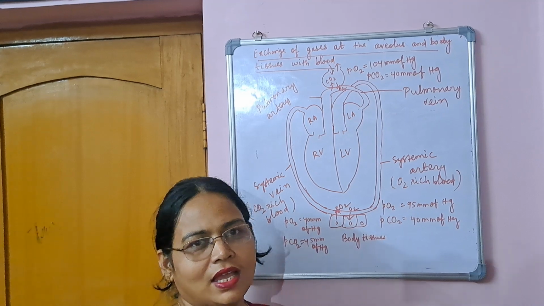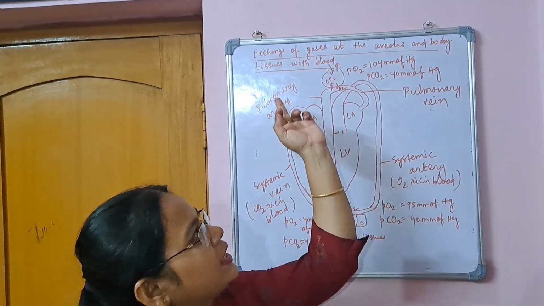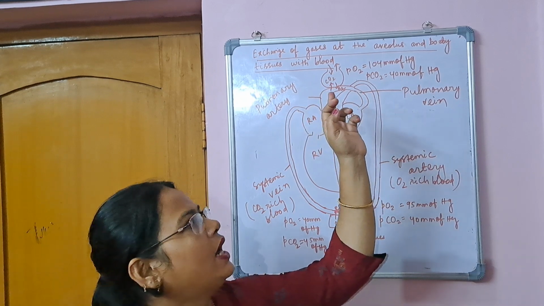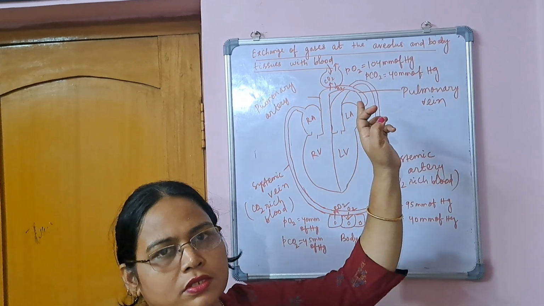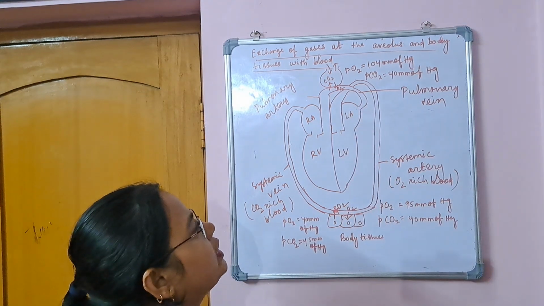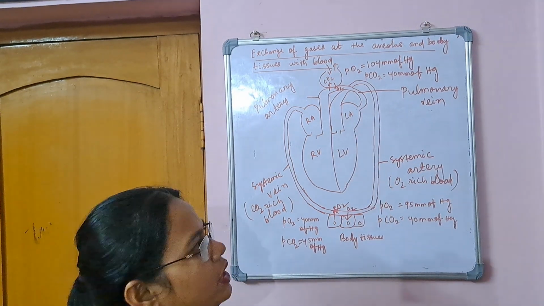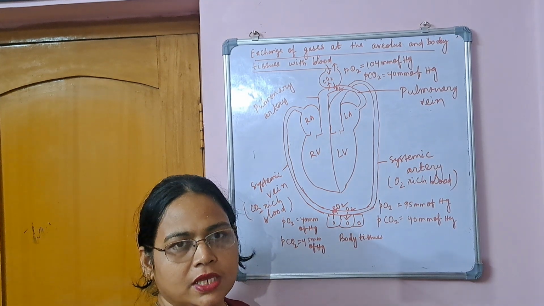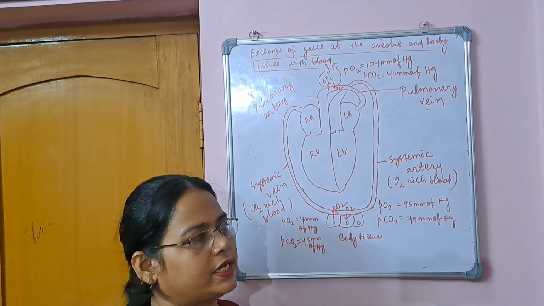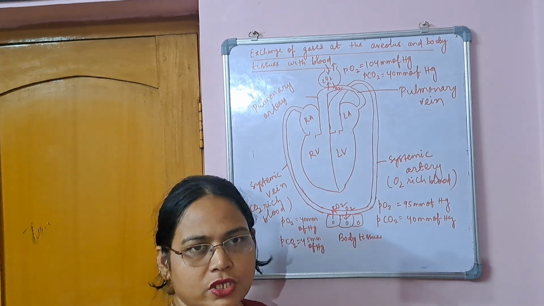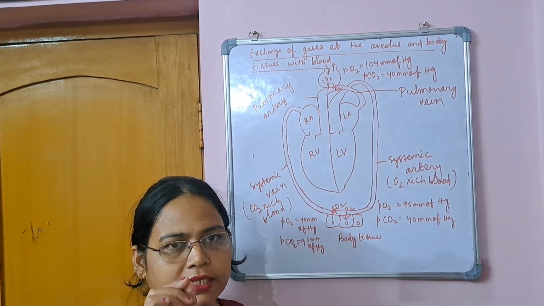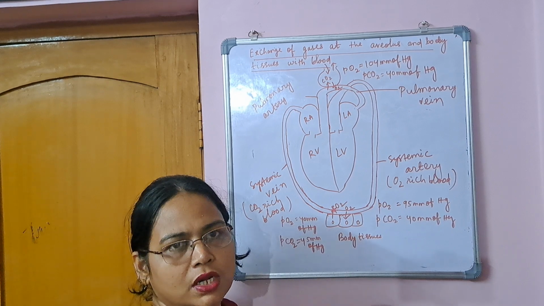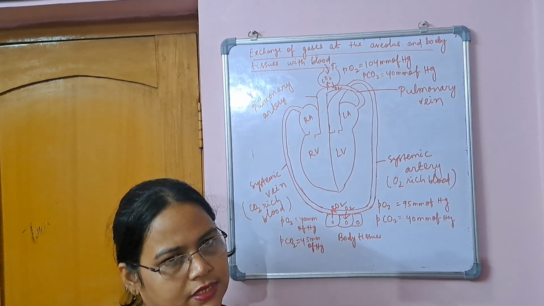Good evening, and today's topic is exchange of gases at alveolus and near body tissues with blood. Let us see how this exchange is occurring. The basic thing we'll be considering is partial pressure of oxygen and carbon dioxide. What is partial pressure? Partial pressure means pressure contributed by an individual gas in a mixture of gases.